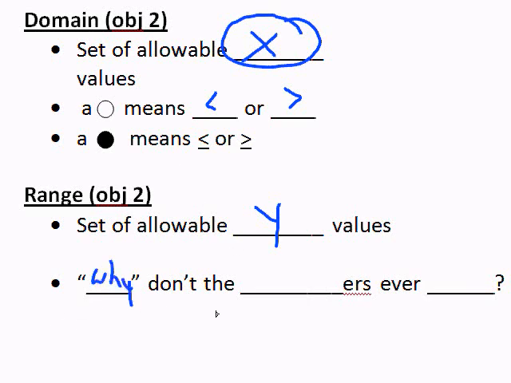Range is the set of allowable y values, and one way that some people remember this is: why don't the Rangers, and depending on how you feel about the Rangers, you can either say ever win or ever lose. I'm going to be kind and say, why don't the Rangers ever lose? The whole point of that was to link the letter Y to the word range.